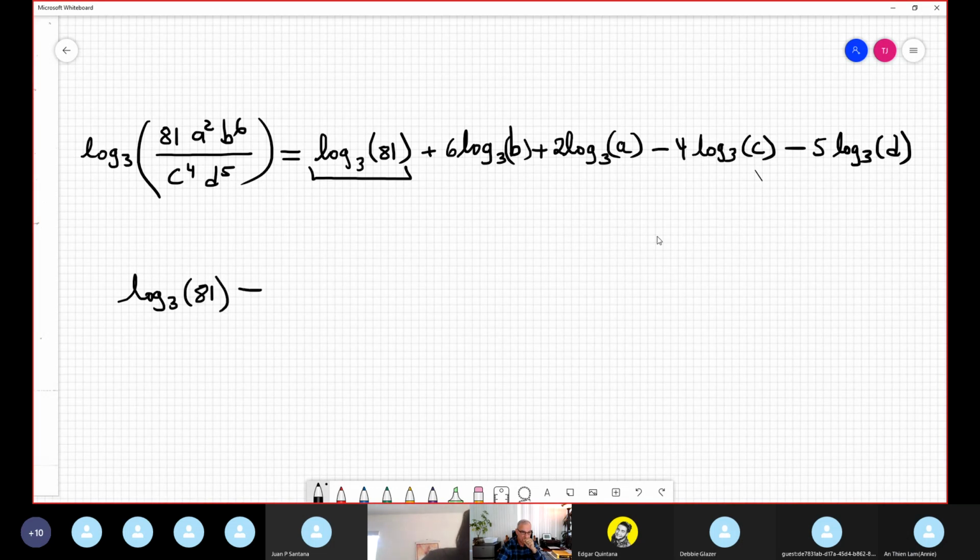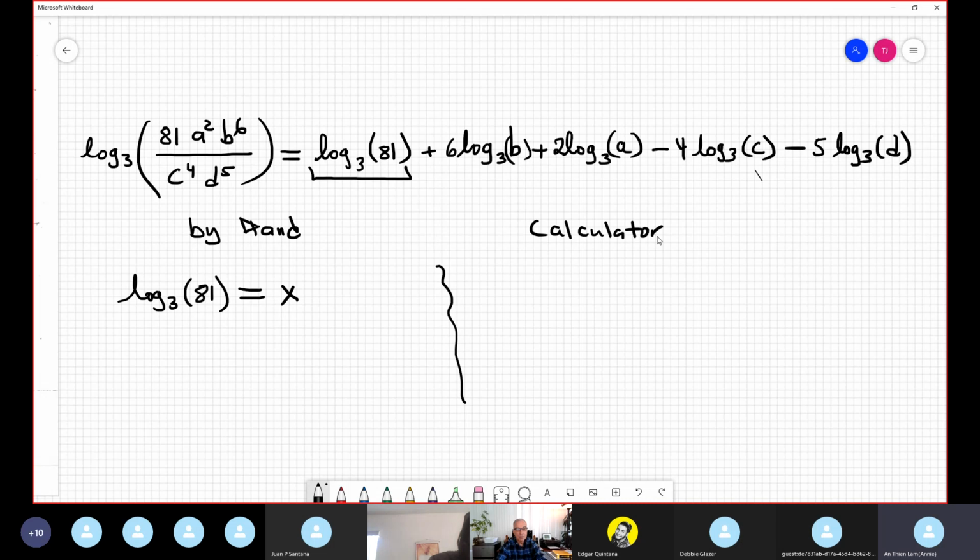No idea? What way do you prefer, calculator or by hand? Calculator. Okay, let's do it. So you put in your own calculator logarithm 81 divided by logarithm 3. Yes, it's equal to 4. Exactly, it's equal to 4.